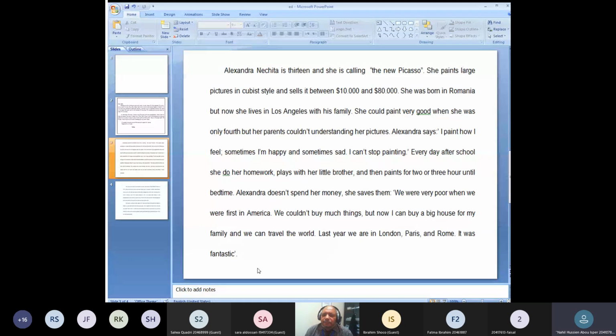And there's a mistake. She paints large pictures in cubist style, and she sells them, not it. Yeah, excellent. We're talking about pictures, which is plural, and that's why we should drop it and use them, because them is a reference to the pictures. Thank you. Very good, Nahil. Can we have somebody else?